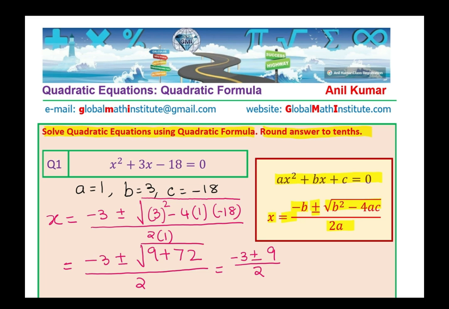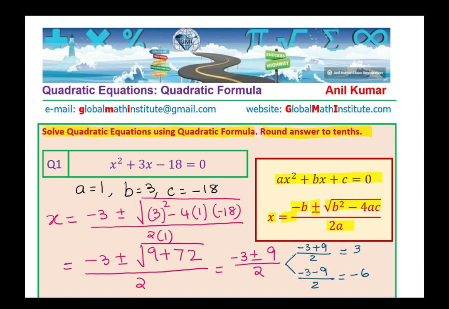So that gives you actually two solutions. One is minus 3 plus 9 over 2, and the other one is minus 3 minus 9 over 2, right? And that is 6 divided by 2, which is 3. And here we have minus 12 divided by 2, which is minus 6, correct? So what is the answer?